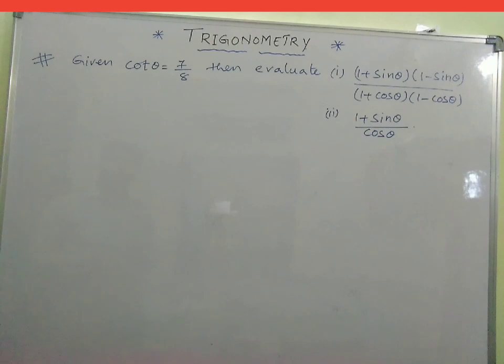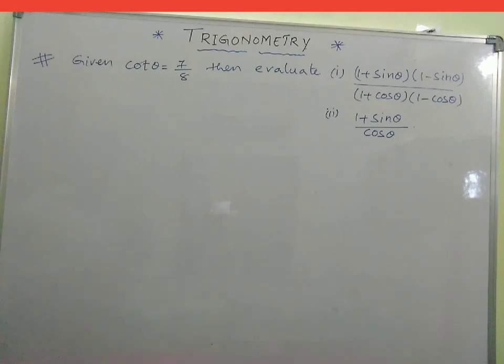Next question. Given that cot theta is equal to 7 by 8, evaluate (1 plus sin theta)(1 minus sin theta) whole divided by (1 plus cos theta)(1 minus cos theta). The second one is (1 plus sin theta) by cos theta.